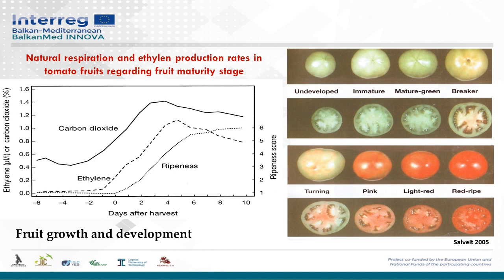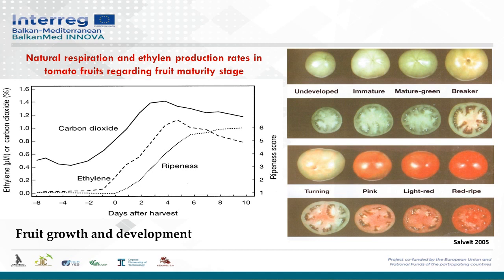And tomato belongs to this group, and you can see it from this graph here, that the maximum of the ethylene production and the carbon dioxide production is reached at the fifth and the sixth stage of plant ripening, which are exactly these two stages here when the fruit is pink and light red.